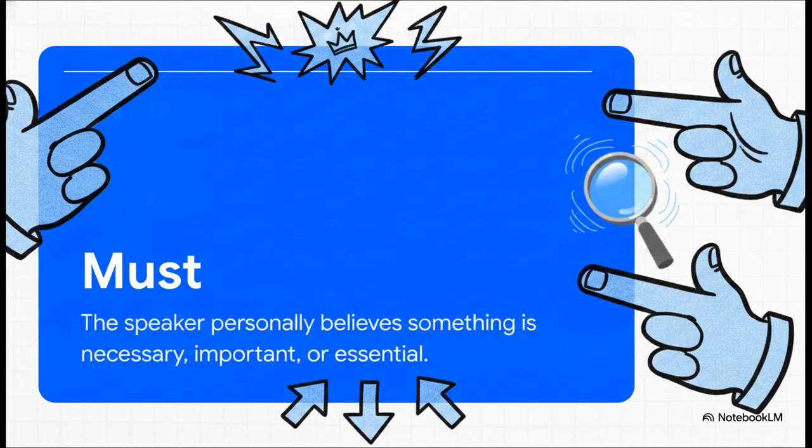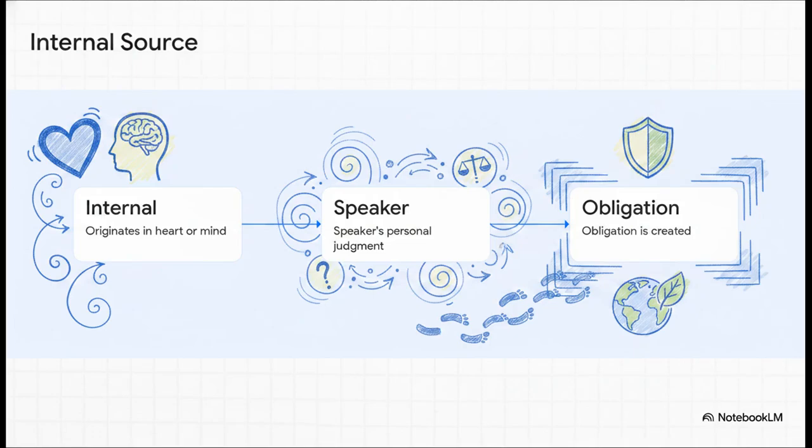Must. When you use must for an obligation, that pressure comes entirely from the speaker's own personal judgment, opinion, or authority. It is highly, highly personal. You use must because you, the speaker, deeply believe something is incredibly necessary or essential. Notice how this process actually flows. It starts with an internal source, like your heart or your mind. Then it filters right through your personal judgment. And boom, that is what creates the obligation.